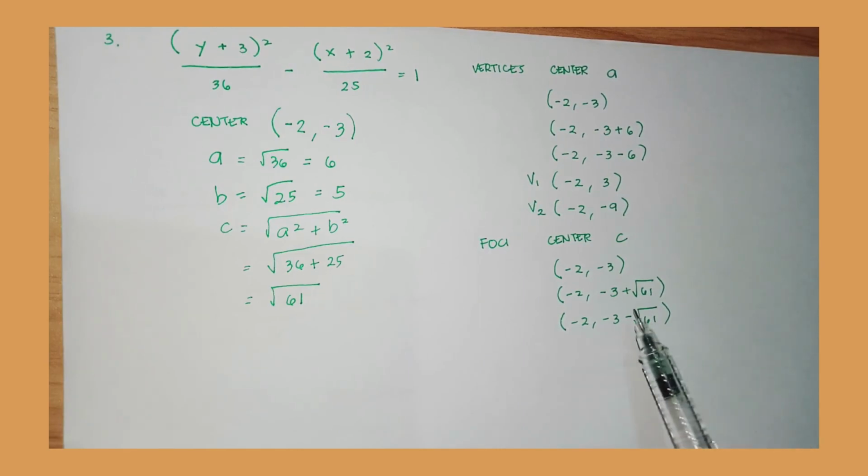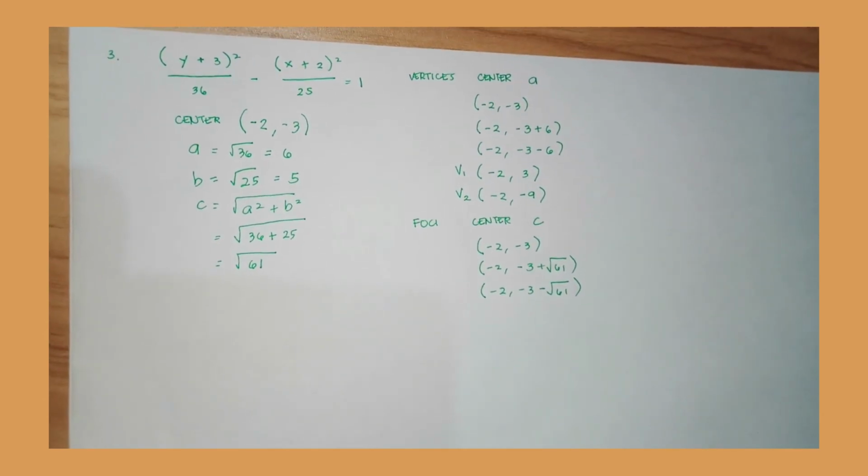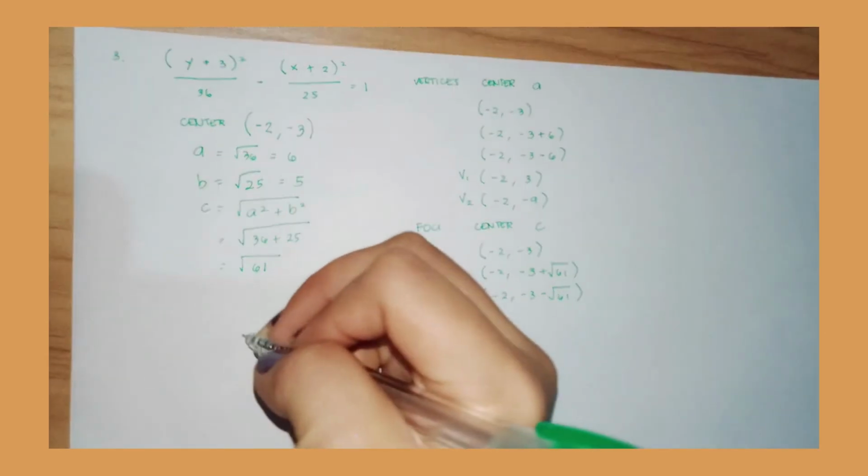Given this one, hindi na natin sila ma-add and subtract, kasi nga, square root yung isa ay number. So, yung gagawin lang natin, ito na yung ating foci. Hanapin na natin yung ating asymptote.